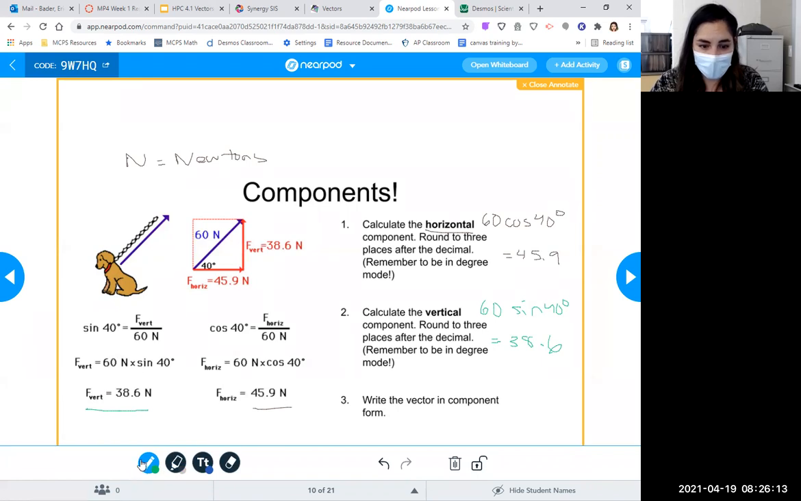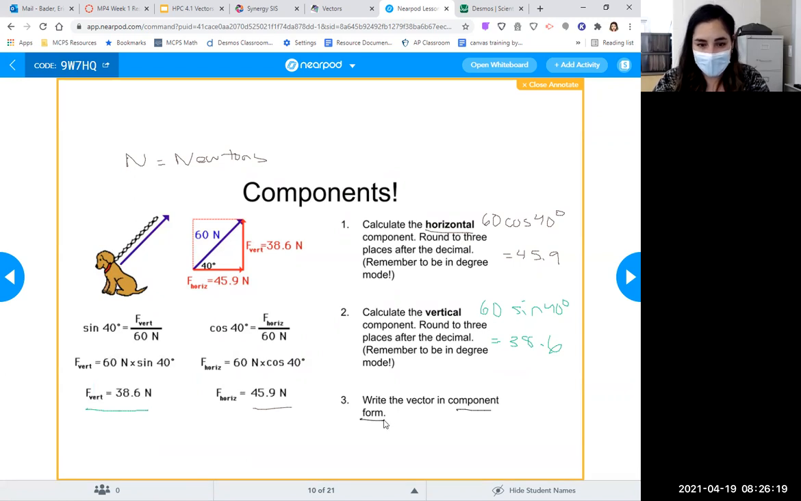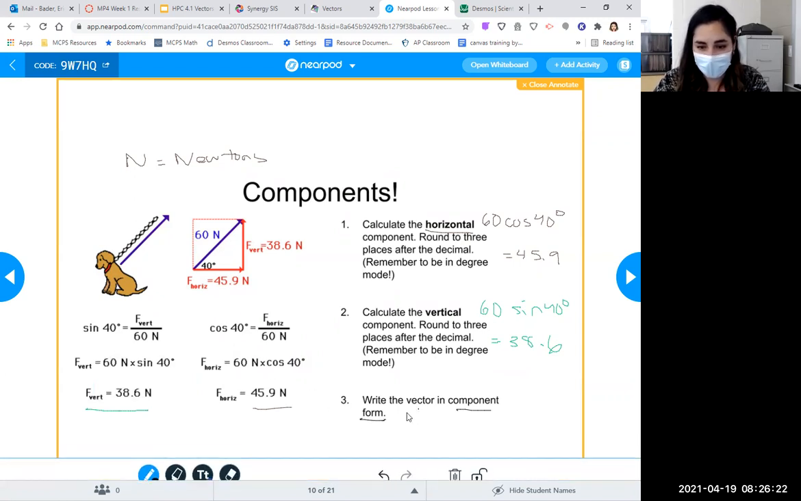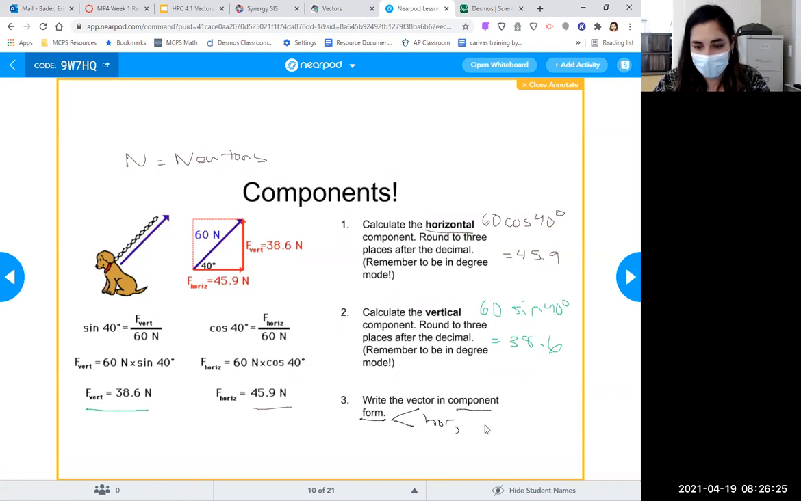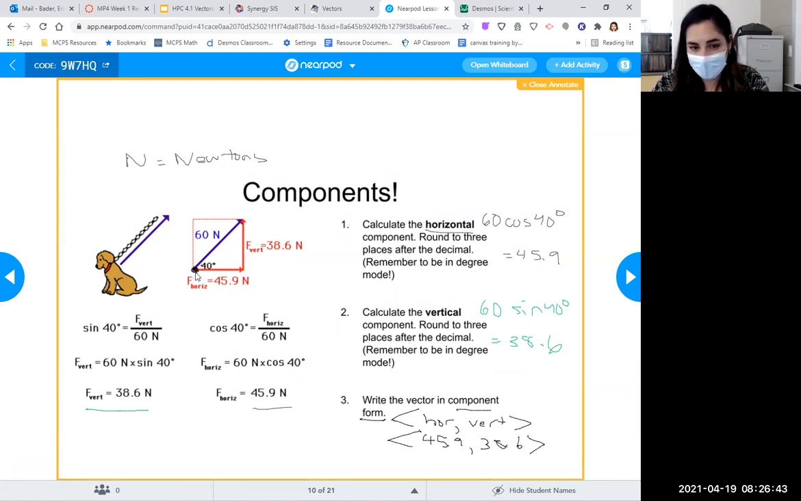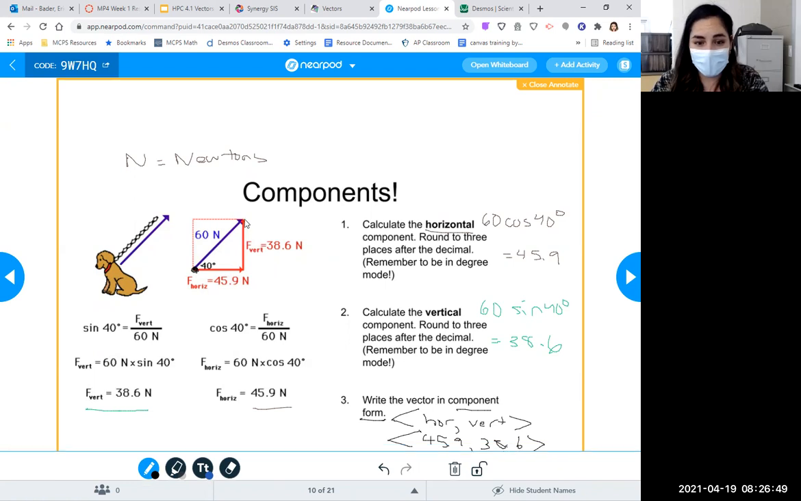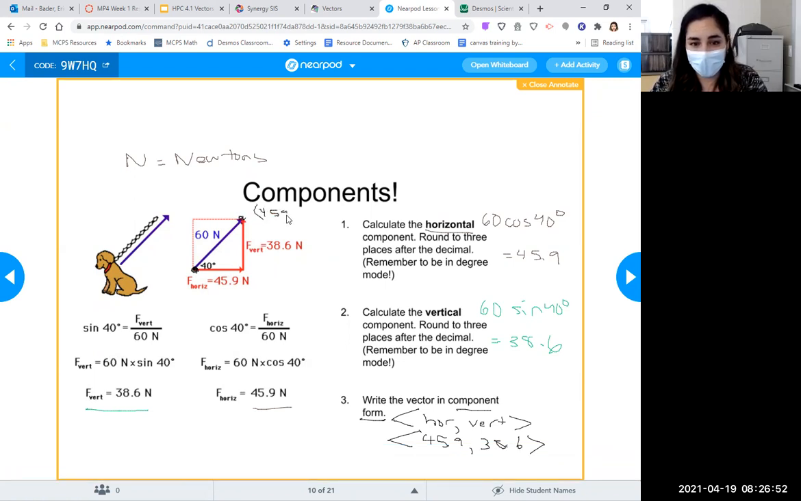Okay. And now we're going to come into another part of the vector vocabulary, which is writing in component form. So the horizontal component, we write the vector with the horizontal component, comma, vertical component. Just like we might write a point x, y, we write a vector horizontal, comma, vertical. So horizontal would be 45.9, comma, 38.6. Okay, because we're saying, okay, it's from the origin, our horizontal component is 45.9, vertical is 38.6. If we were to graph it on a coordinate plane, that's where we would graph it, at the point 45.9, 38.6. So it's kind of like your x and your y.